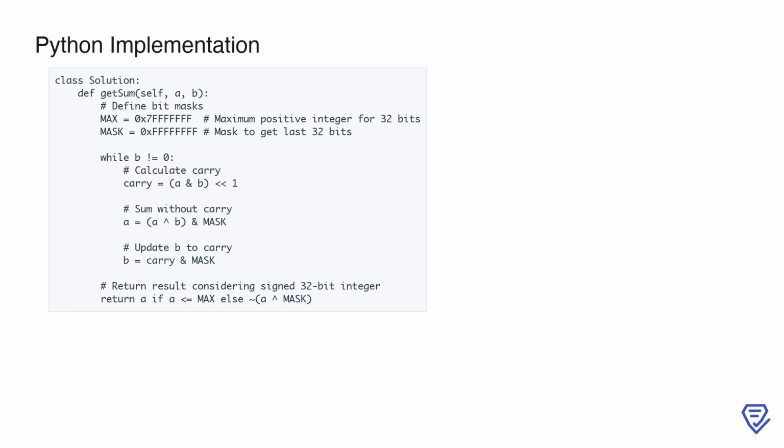3. Result handling for signed integers. After the loop, if a is less than or equal to MAX, it is returned directly, as it falls within the range of positive signed integers. If a exceeds MAX, it represents a negative number in 32-bit signed integer arithmetic. The expression, ~(a XOR mask), converts it correctly to its negative value. This approach ensures that the addition is performed correctly for both positive and negative integers within the constraints of 32-bit signed arithmetic. The algorithm has time complexity O(1), as the number of iterations is limited by the number of bits in the inputs, 32 bits. This makes the solution efficient and suitable for competitive programming scenarios.